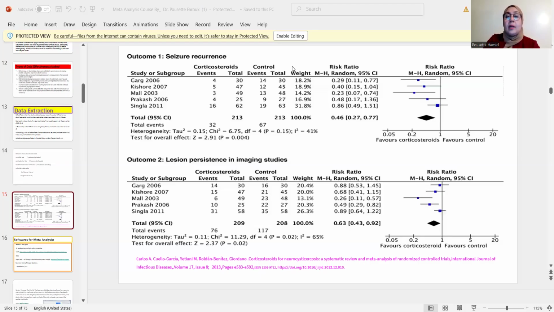And I am checking these numbers. What are the total sample size? What are the number of children who are having seizure recurrence? So in the study 2006, I'm having 30 total number of participants receiving corticosteroids.